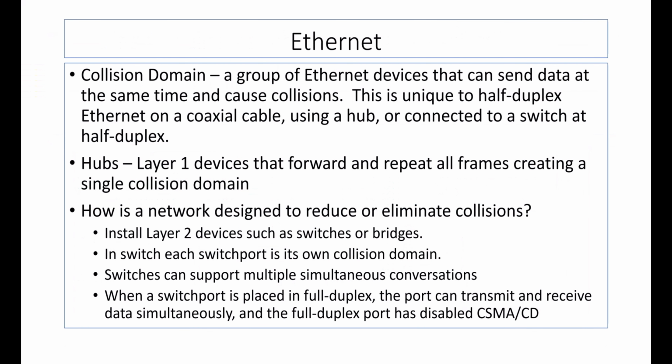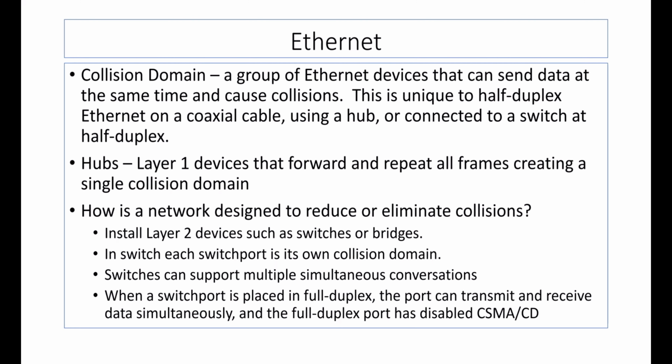In Ethernet, we have a term called a collision domain. A collision domain is a group of Ethernet devices that can all send data at the same time and cause collisions. This is unique to half-duplex Ethernet. On a coaxial cable, on a hub, or a half-duplex session connected to a switch. Keep in mind, if the device on the switch is half-duplex, collisions can occur. If it's full duplex, collisions don't occur.